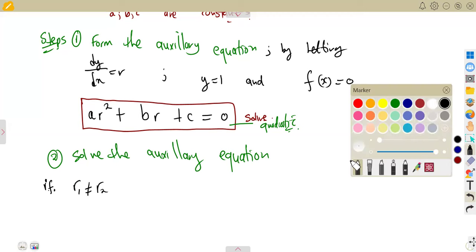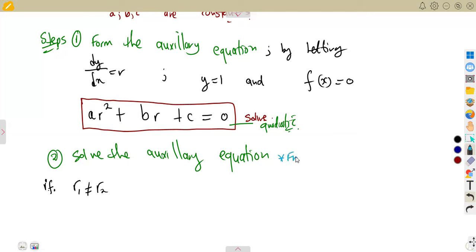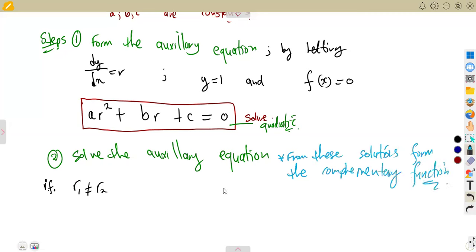So let me just write it here. From these solutions, form the complementary function. All right, what is called the complementary function? That is the question. The complementary function is the one that we're going to have from the roots. It is determined from the roots. We also have this part from your formula sheet.